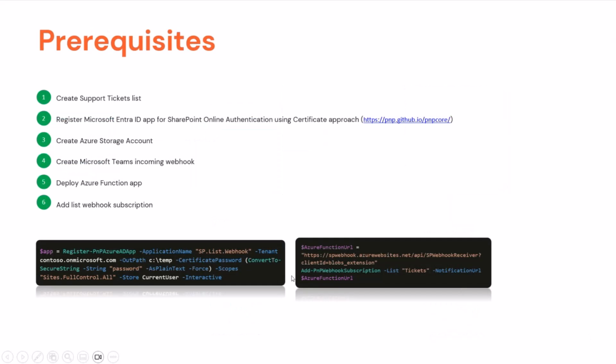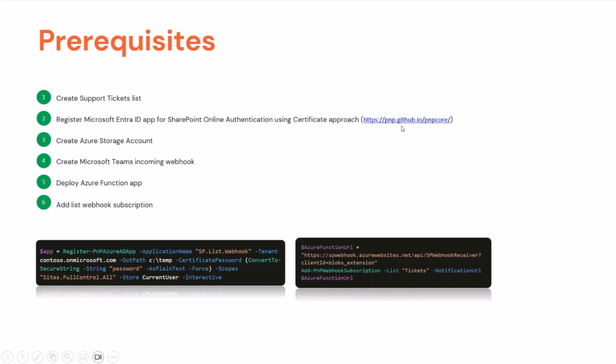So what we need to set up beforehand: we need to create a support list. This is a custom list, so you can call it anything. I call it my tickets list because I'm creating some IT support tickets. You need to go ahead and create a Microsoft Entra ID app, because I'm using PnP Core for getting the changes from the list from my custom webhook service, so I need this set up for authentication.